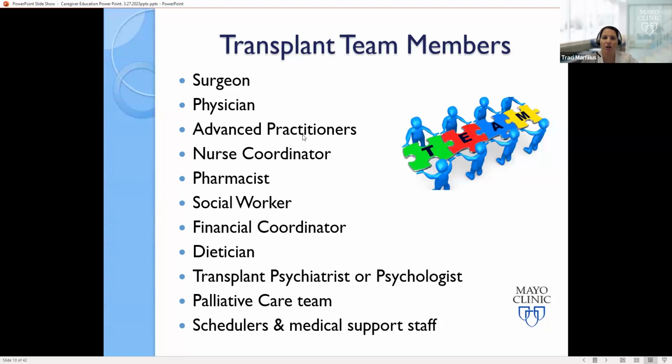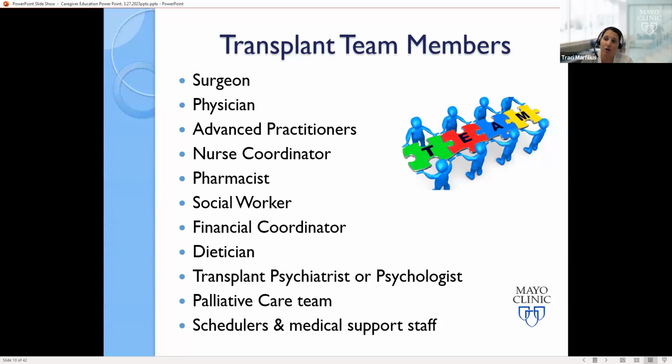Who are members of your transplant team? Well, they include, of course, the surgeon who does the surgery, the physician who's overseeing your transplant care, along with the advanced practitioners and the nurse coordinators who are also helping to oversee transplant care. Pharmacist manages your medications. Social worker does your psychosocial plan. So caregiver, financial plan, relocation, pharmacy. Financial coordinator does your insurance. Dietitian manages your nutrition. Transplant psychiatrist or psychologist manages your mental health.